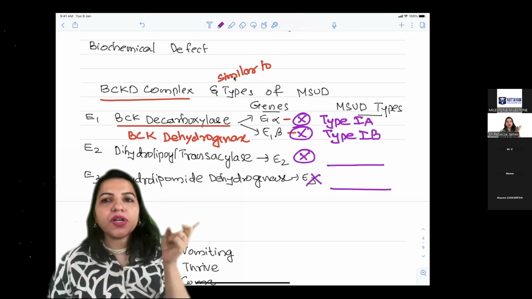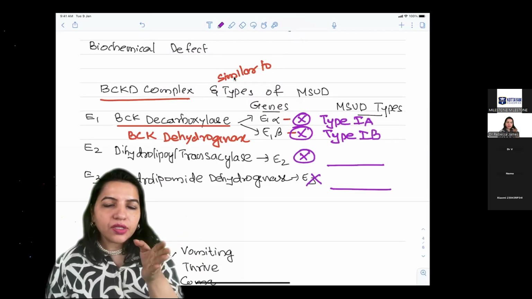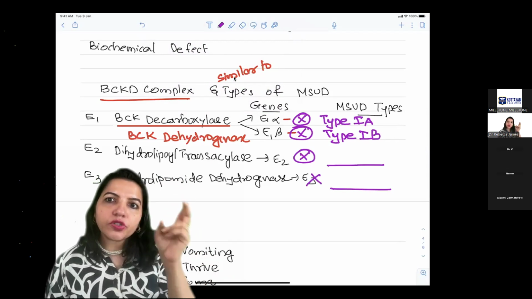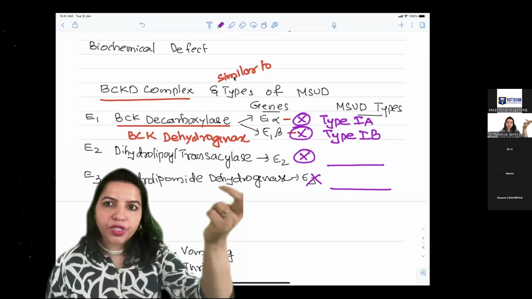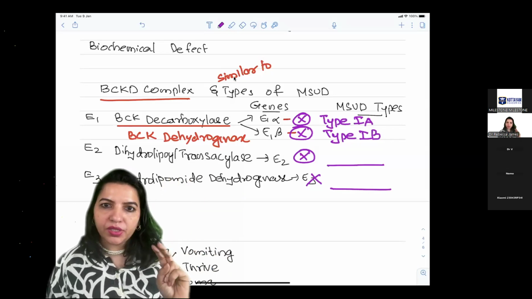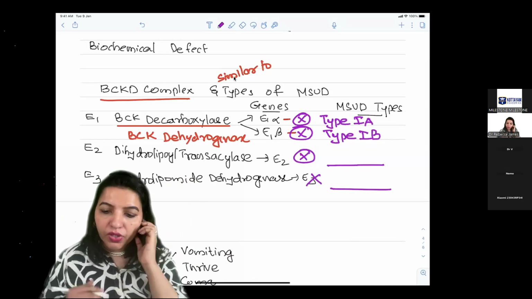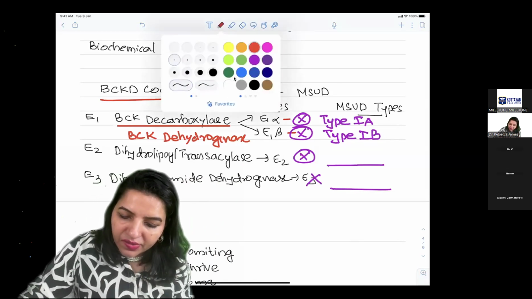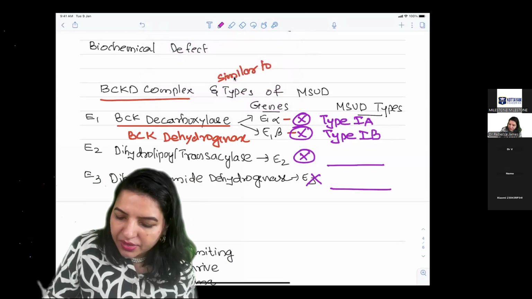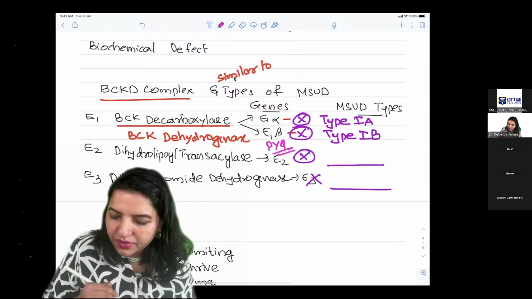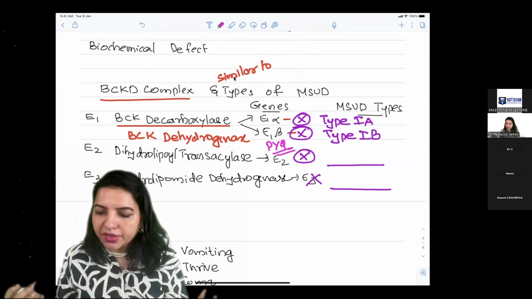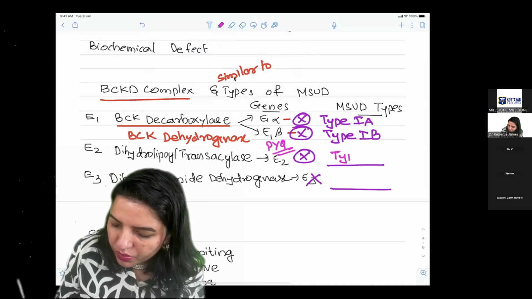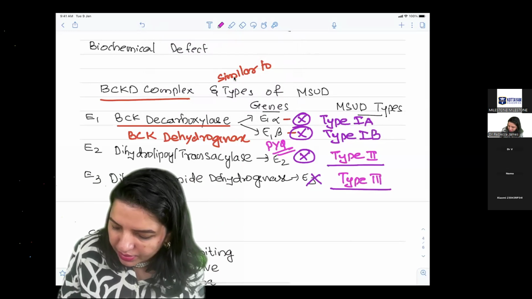E1 enzyme is a product of two genes, E1 alpha or E1 beta. So E1 alpha defect causes type 1A. E1 beta defect causes type 1B. This was a question asked in one of the exams. E1 beta defect causes type 1B. That is why I am saying this. Yes, E2 is type 2, E3 is type 3. Correct. Okay, that is it.